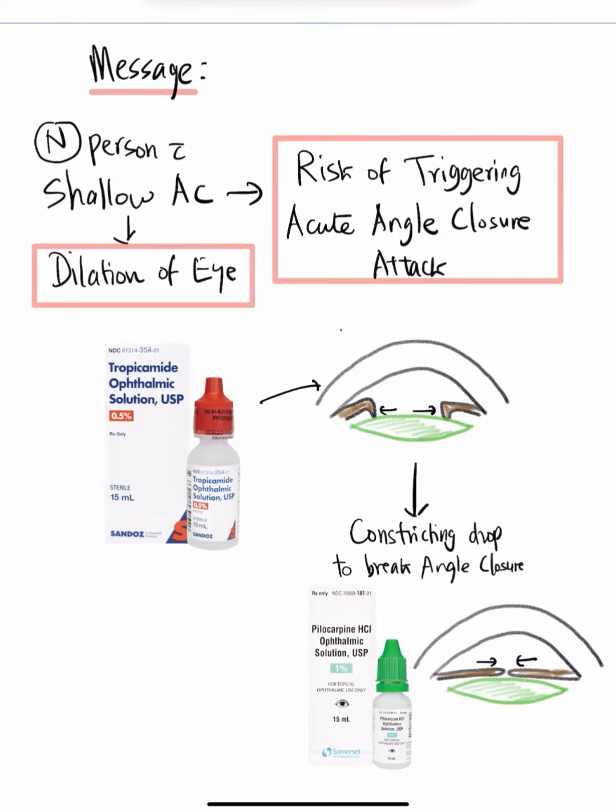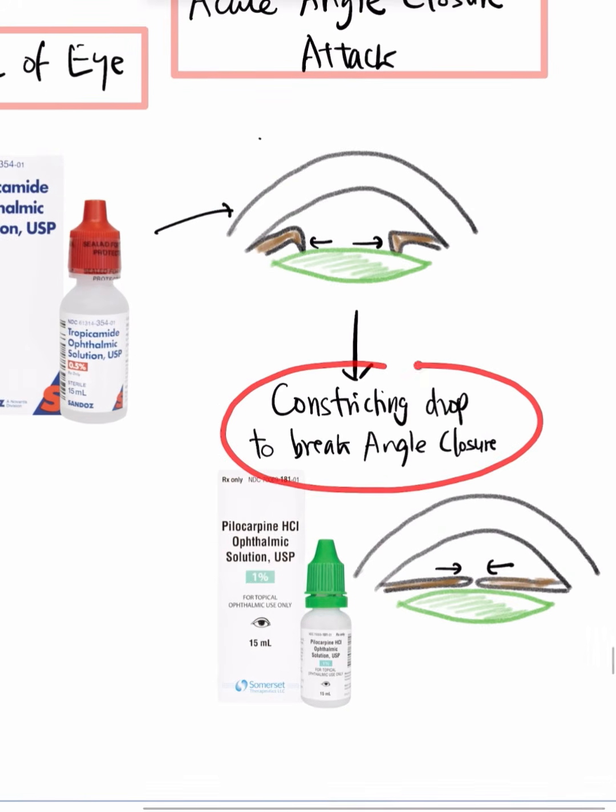So the message is, in a person with a shallow anterior chamber, always be aware of dilating drops, because dilatation of the eye can trigger an angle closure attack. That's why we give a constricting drop such as pilocarpine to break this angle closure. Very important.